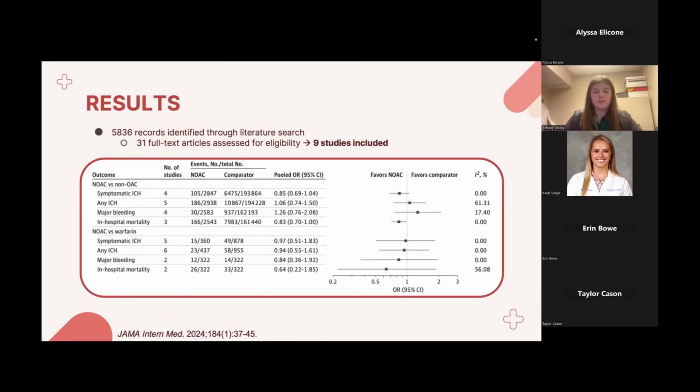So the nature of that hemorrhage could not be elucidated from that data. And then whenever we peek over to the right at the forest plot, we can see that the odds of the symptomatic intracranial hemorrhage and in-hospital mortality tend to favor the NOAC group. However, it's not statistically significant.